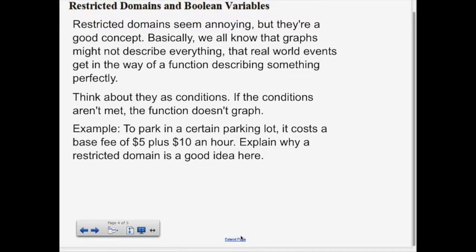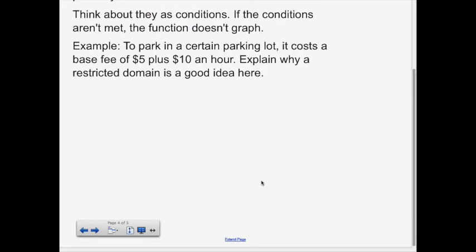And here's an example. To park in a certain parking lot, it costs a base fee of $5 plus $10 an hour. Explain why a restricted domain is a good idea here. And a graph can help. If I graph it out, my base fee of $5 is going to be right about here.